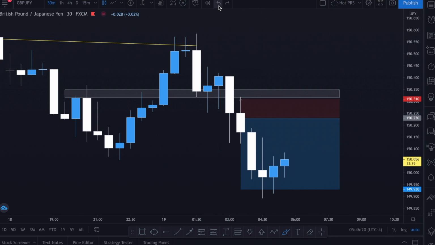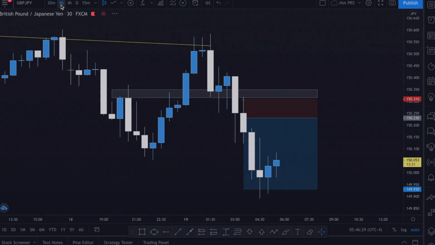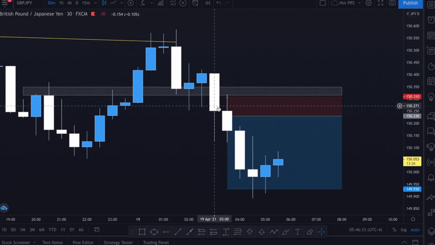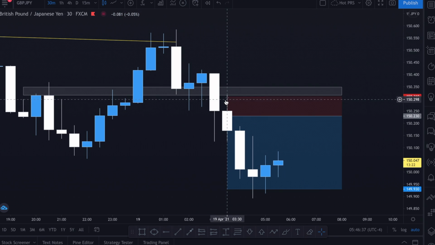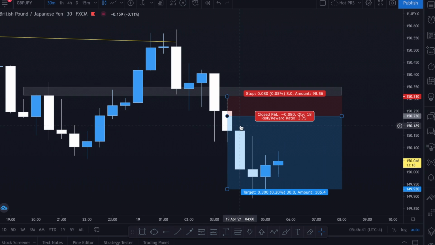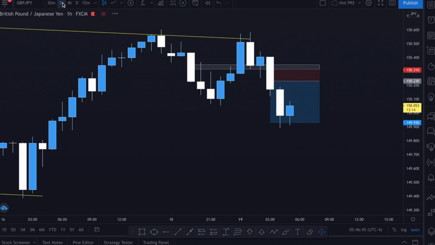So I placed my entry right here, TP 30 pips, and then the trade played out. I didn't suffer any drawdown because price had already retested and I wanted to get in on the retest. So when I entered right here, price immediately went into profit, closing in profit, and then went ahead and hit my TP an hour and a half later.